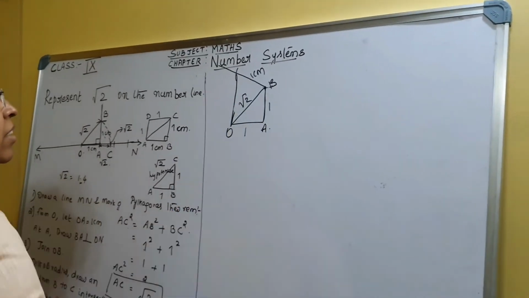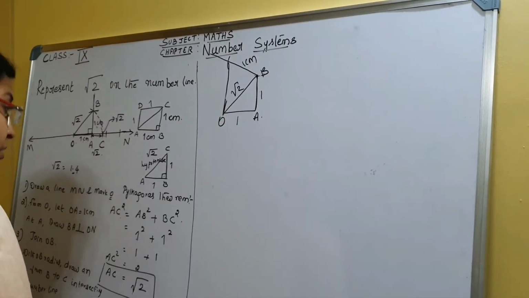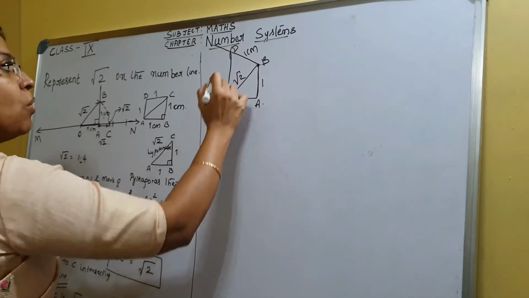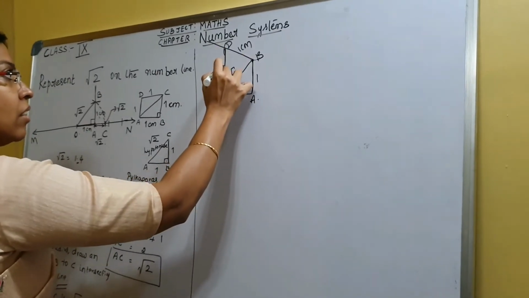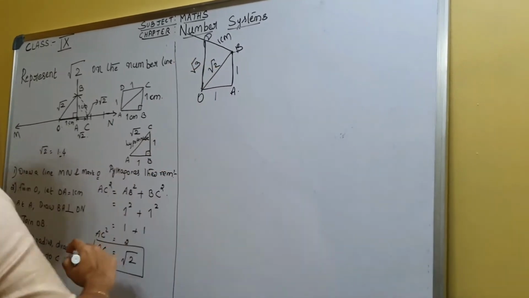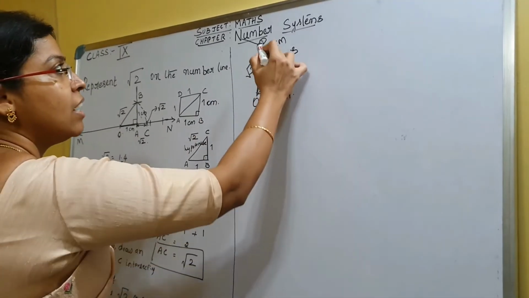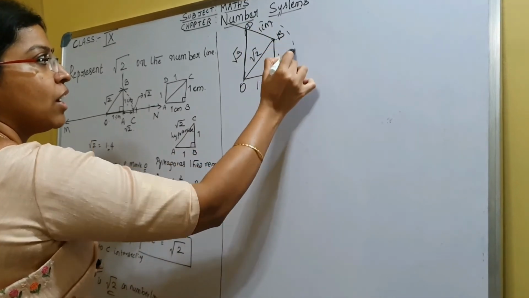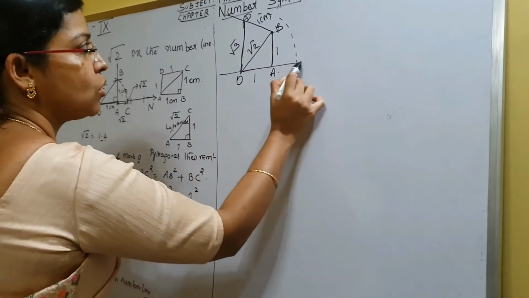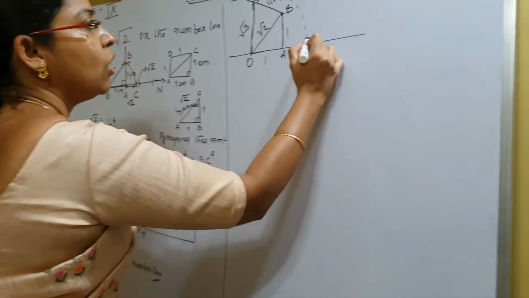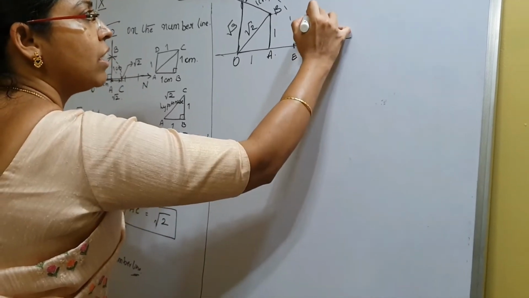What happens? Mark it D. What is OD? OD will be root 3, right? From here, with OD as a radius, if you cut an arc to intersect the number line, this OE will be root 3. This point will give you root 3.